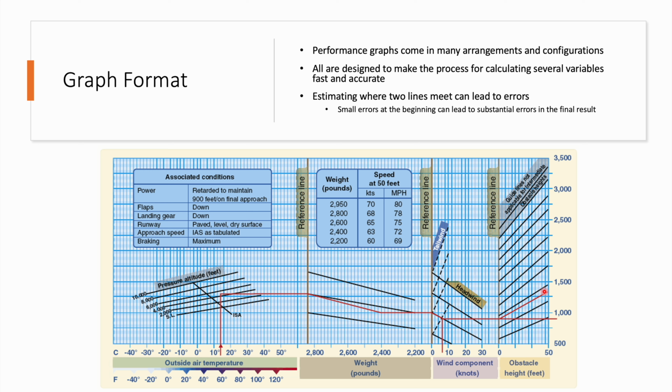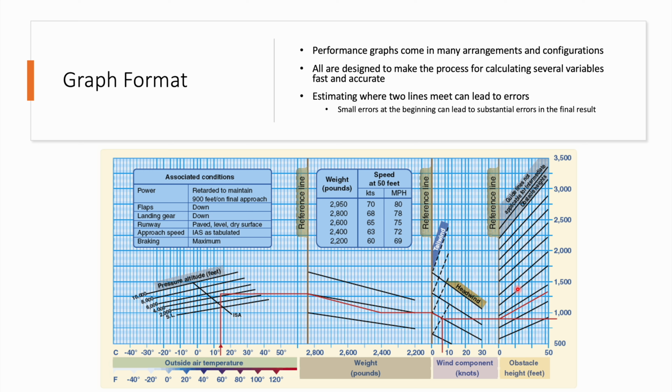Use a straight edge. It's going to be the easiest thing to do. Sometimes people try and freehand it or visualize it, and even a small error on the first section right here is going to lead to a much bigger error on the right side. So use a straight edge. Use a plotter. You could use the straight edge of the flight computer if you want.